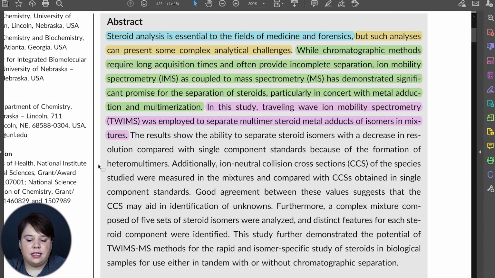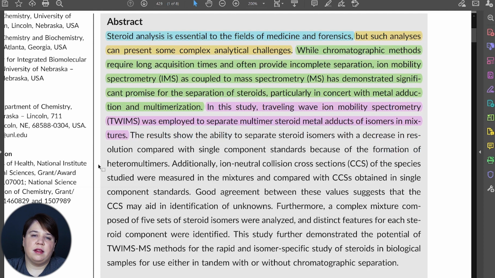So in this case, I'm using traveling wave iMobility spectrometry. That's my main method. This makes it really easy for anyone searching for papers to know exactly what my method was and to be able to decide whether that paper falls into what they want to read or not read. I also talk about how I'm looking at steroids, multimers, and metal adducts. These are 3 different parts of my methods that are important for anyone who is going to be reading this, even though you really kind of need to be in my field to fully understand what those things are.